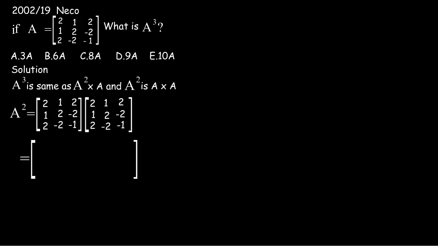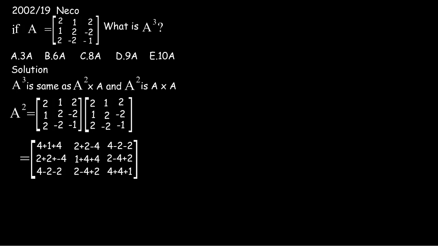It will be equal to 4 plus 1 plus 4 for our first element. Our second element will be 2 plus 2 minus 4. Our third element will be 4 minus 2 minus 2. Our fourth element will be 2 plus 2 plus minus 4. The next element will be 1 plus 4 plus 4. The next will be 2 minus 4 plus 2. The next will be 4 minus 2 minus 2, 2 minus 4 plus 2, and 4 plus 4 plus 1.